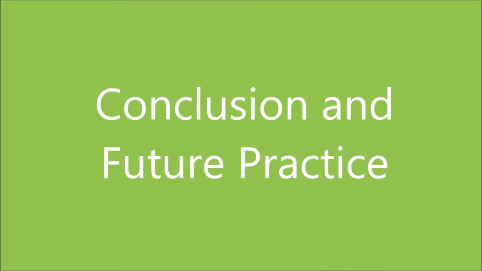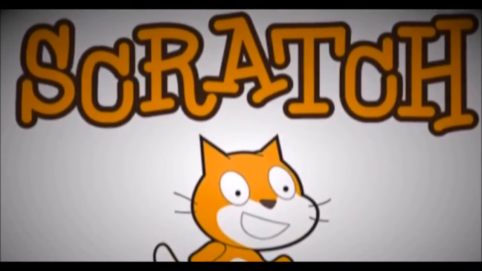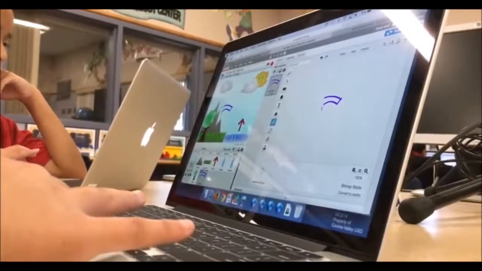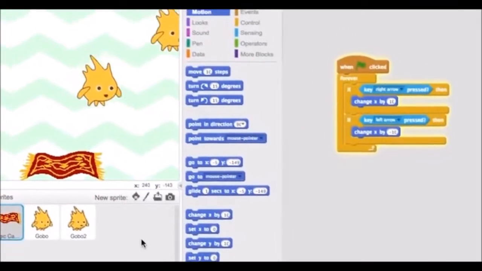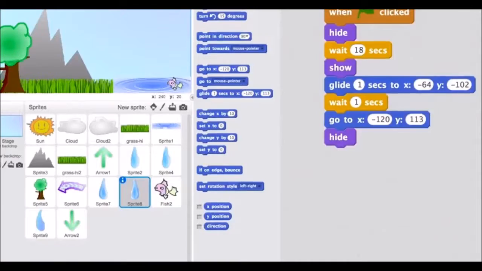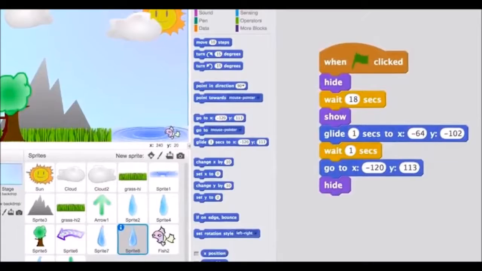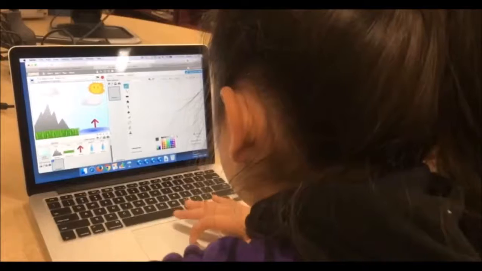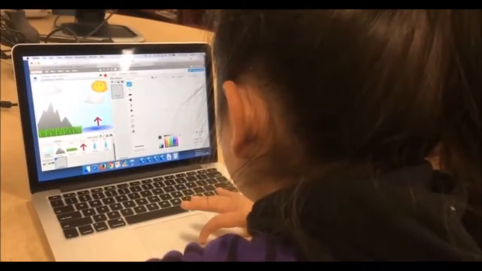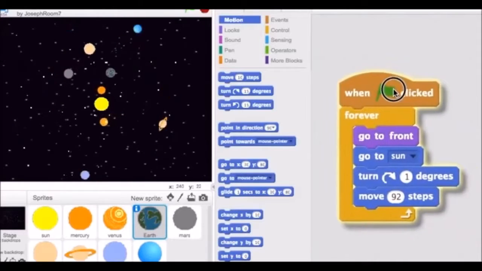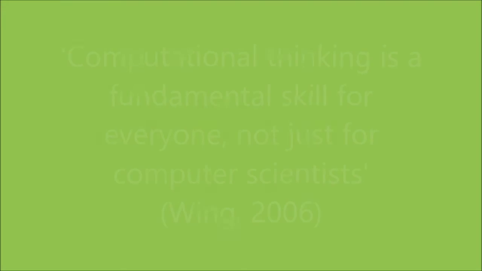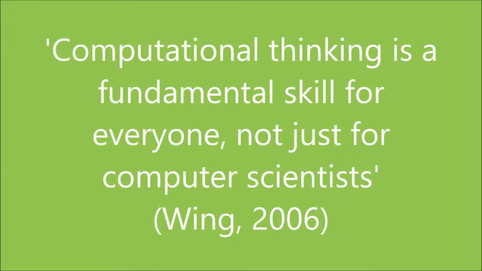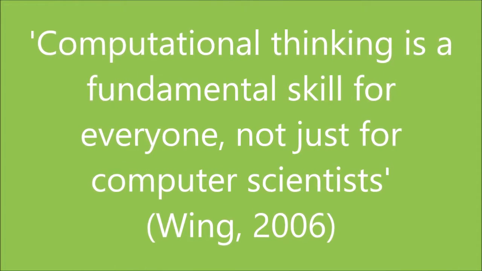In conclusion, I believe computational thinking can offer a range of skills that will help children, such as effectively problem solving. However, the lack of subject knowledge and skills some teachers have of what computational thinking is and how to embed it into lessons makes it difficult for some teachers to do this. Therefore, for my future practice, I will try to implement a range of lessons which embed aspects of computational thinking, as computational thinking is a fundamental skill for everyone, not just for computer scientists.